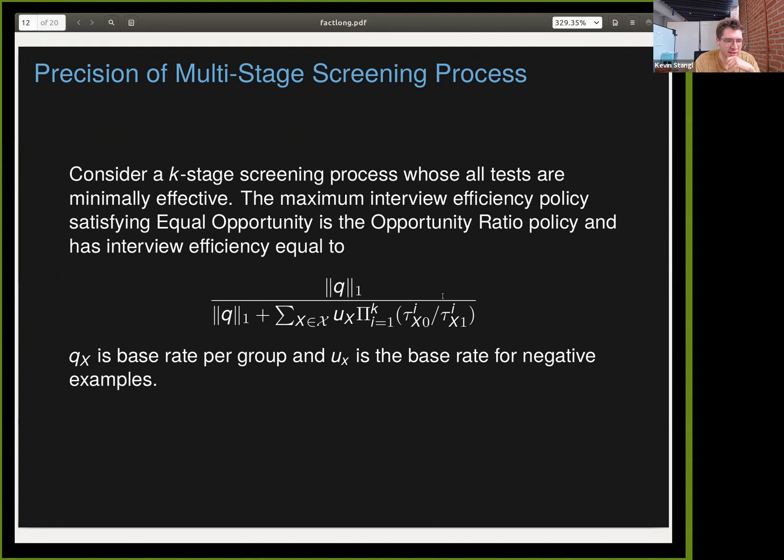Often you see P for this term, and then U is just for the negative examples. If you look at this and you see that tau x0 is 0 for a group, you get 1 here. But anyway, one thing that I think is nice here is that if you're trying to argue to someone that they should do equal opportunity in their hiring, you can say, this is the precision you would get. Let's compare it to your baseline precision. So you can argue to them very concretely why they should adopt this policy.